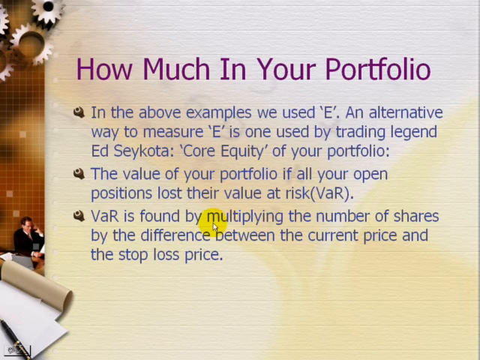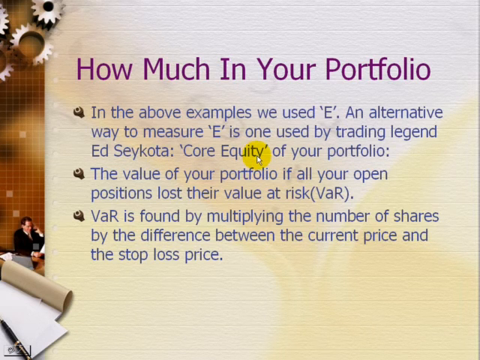If the current price is 100, the stop loss price is 90, then the most that we can lose is 10 pence per share, and if it's 1,000 shares, then it's 1,000 times 10 pence. That tells us how much money we could lose. We knock that off the current value of how much money we've got to get us to our core equity.